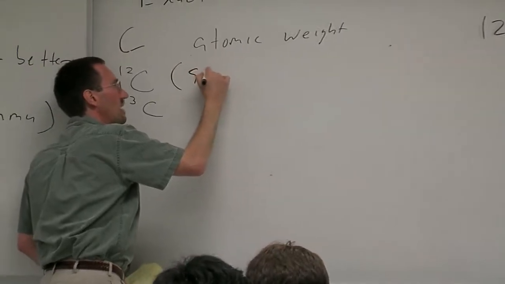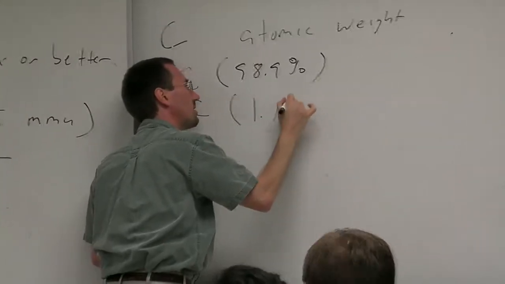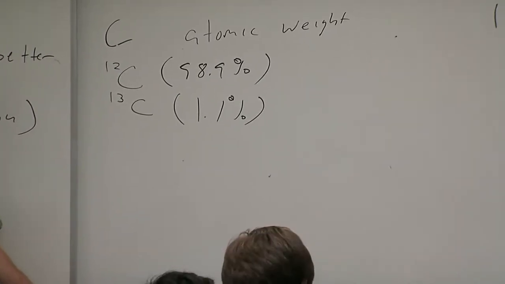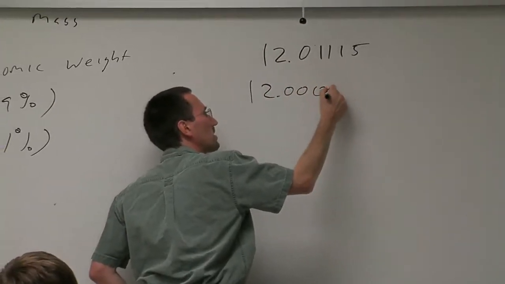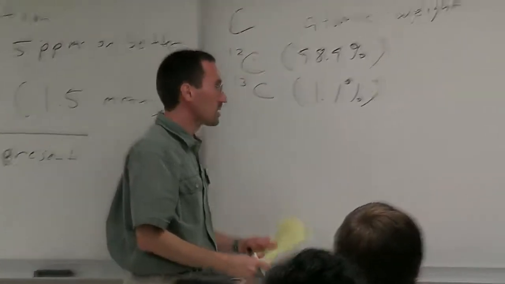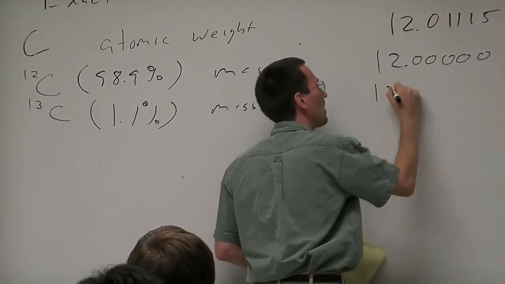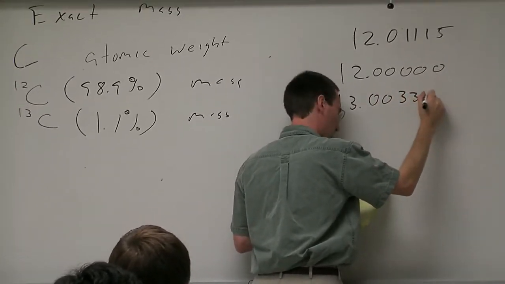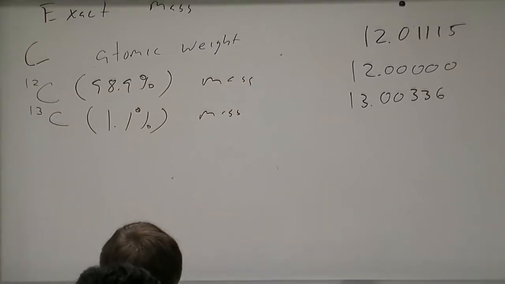It's 98.9% carbon-12 and 1.1% carbon-13. The mass of carbon-12 is set by definition as 12.0000, as many zeros as you wish to write. The mass of carbon-13 is 13.00336.